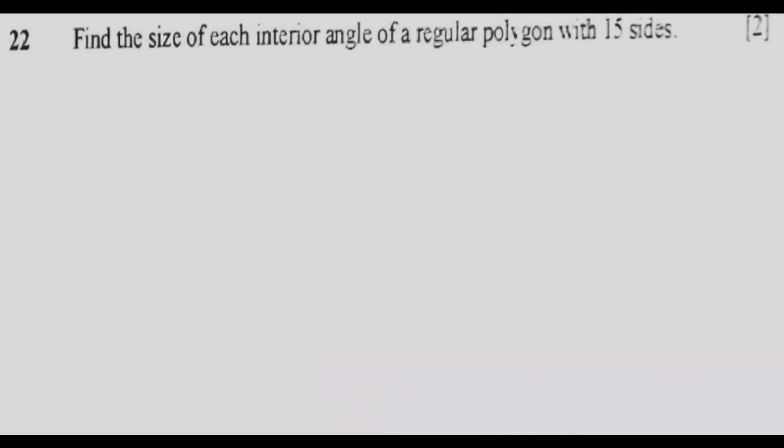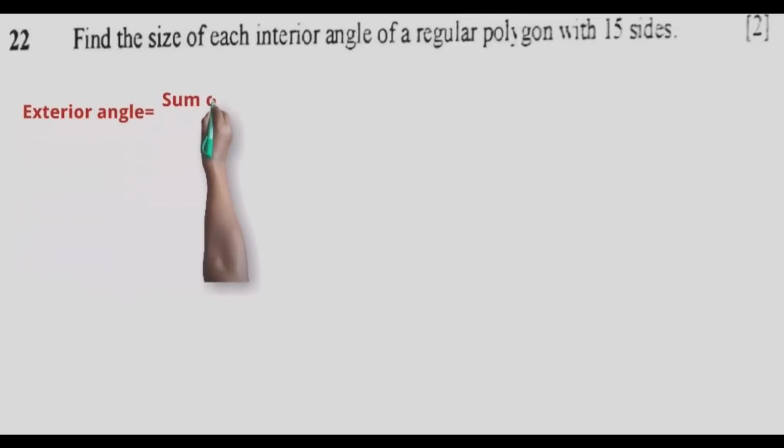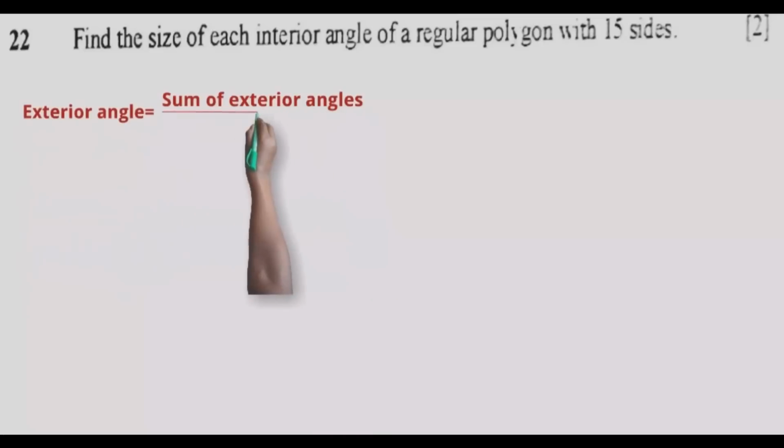Question 22 is as follows. Find the size of each interior angle of a regular polygon with 15 sides. Okay, before we find the interior angle, first let's find the size of the exterior angle. To find it, we're going to use the formula: exterior angle is equal to the total sum of exterior angles divided by the number of sides.